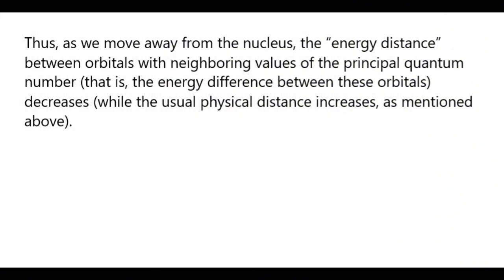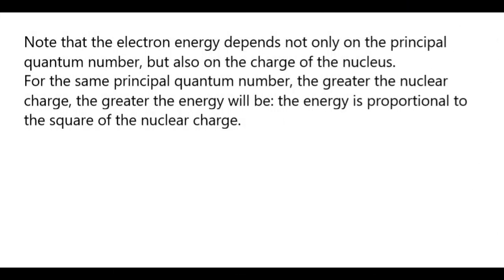Thus, as we move away from the nucleus, the energy distance between orbitals with neighboring values of the principal quantum number, that is, the energy difference between these orbitals, decreases, while the usual physical distance increases as mentioned above. Note that the electron energy depends not only on the principal quantum number, but also on the charge of the nucleus. For the same principal quantum number, the greater the nuclear charge, the greater the energy will be. The energy is proportional to the square of the nuclear charge.